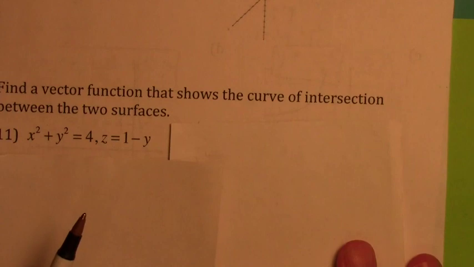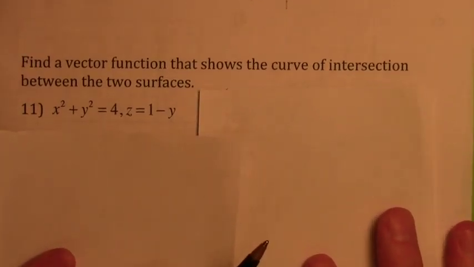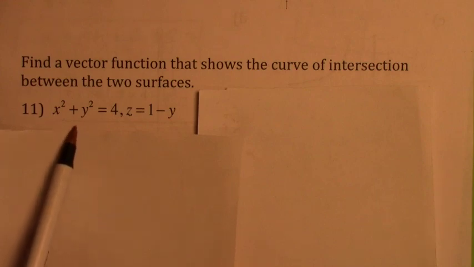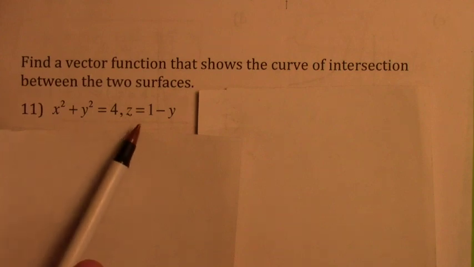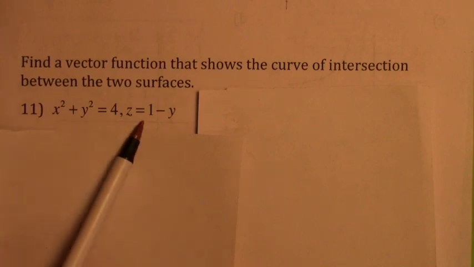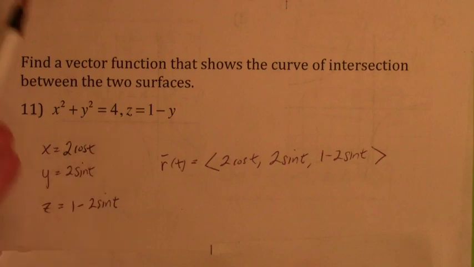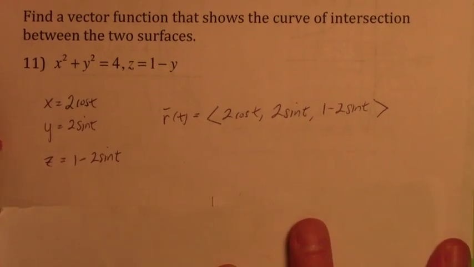These are hard right here. Suppose you have a line of intersection. I know some students have trouble with this. I want you to find a vector function that shows the curve of intersection between this cylinder and this plane. Can you imagine that? An intersection of a plane with a cylinder?